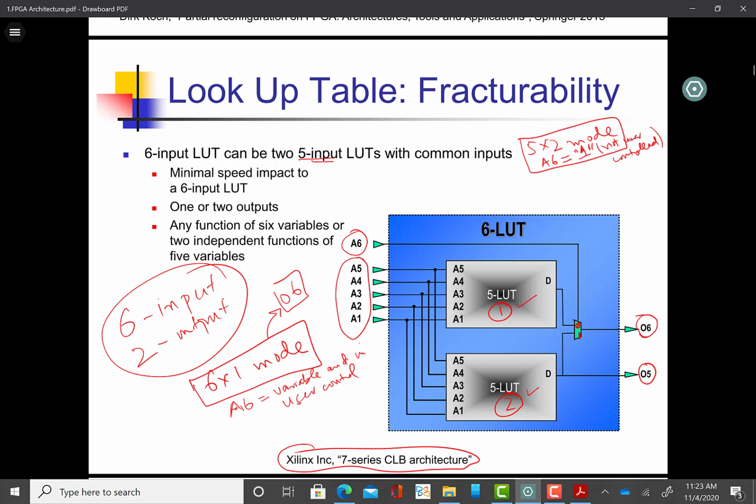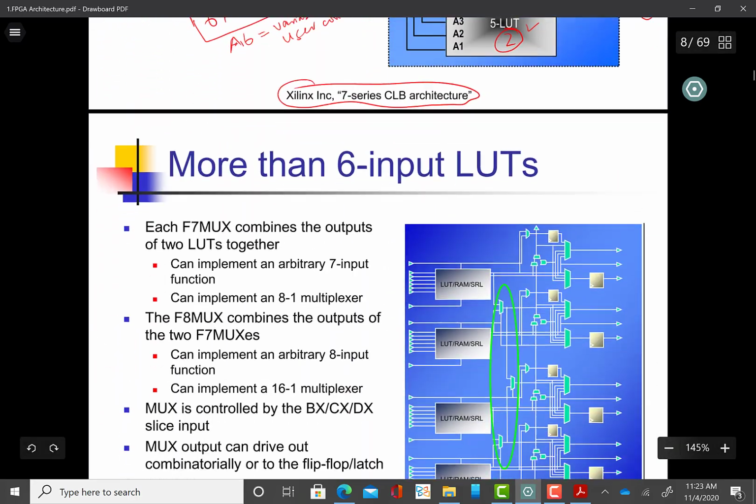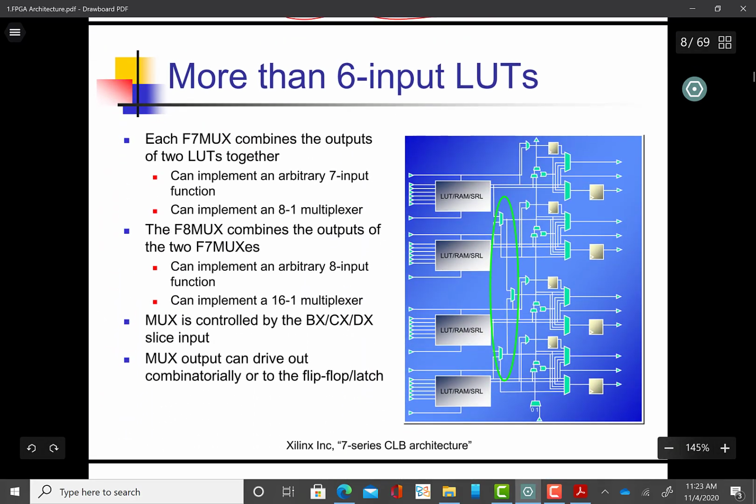So the output of the first LUT is achieved through O6 and the other one is through O5. Okay, so this is how it works. What if you need more than 6 inputs? In case you need a 7 input LUT, or you need an 8 input LUT.